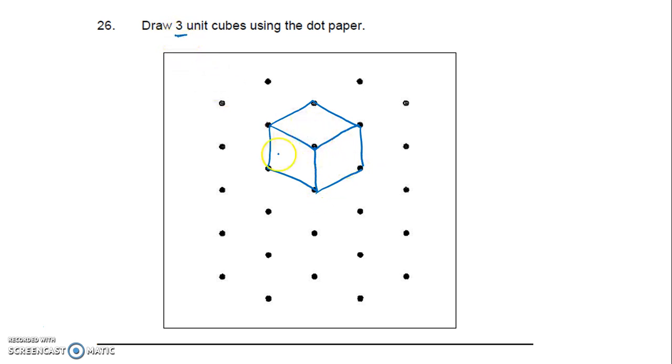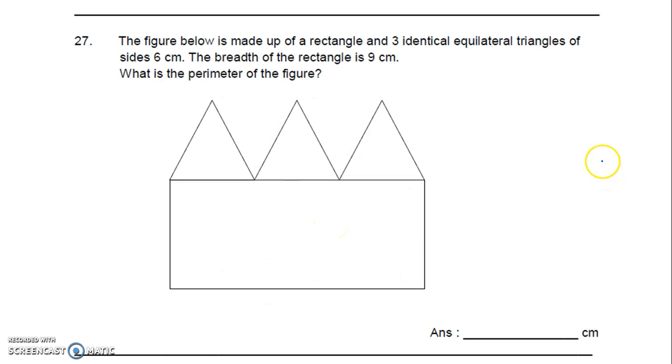But the question asks me to draw 3. Let me draw 1 more. They're just stacking on top of one another. Again, I repeat, use a ruler. And the last one. 1, 2, 3. Okay, let's move on to question 27.